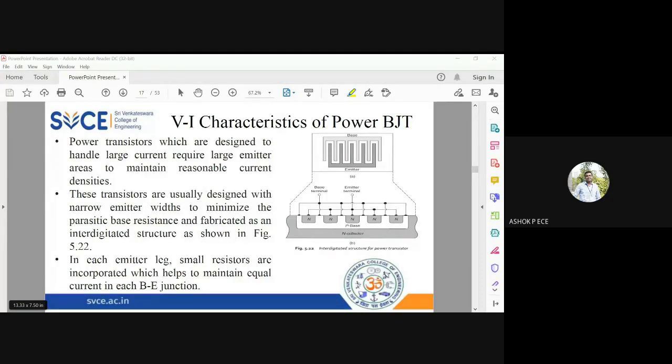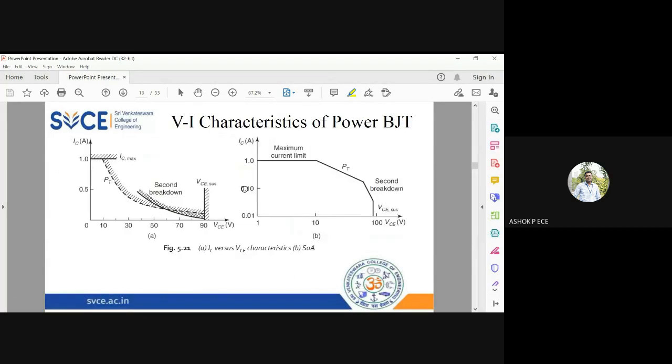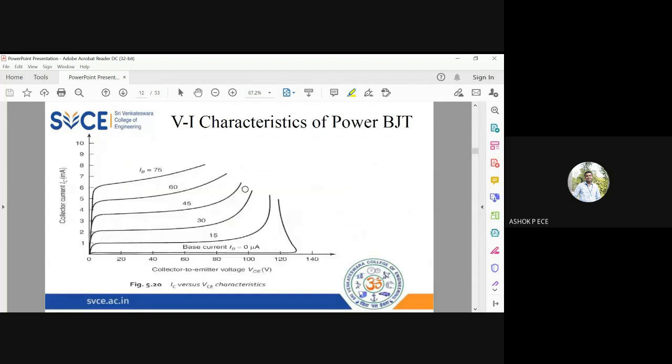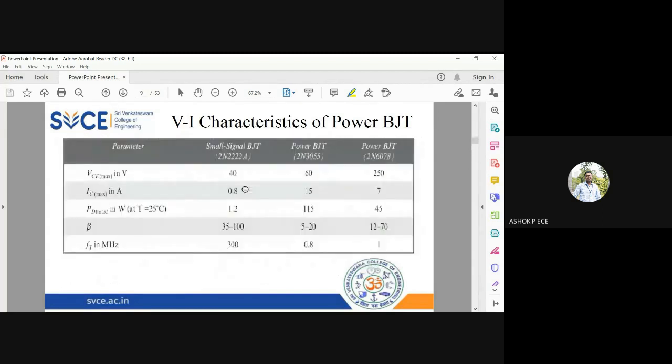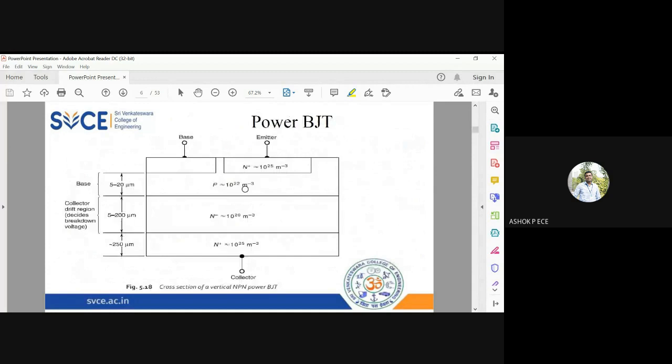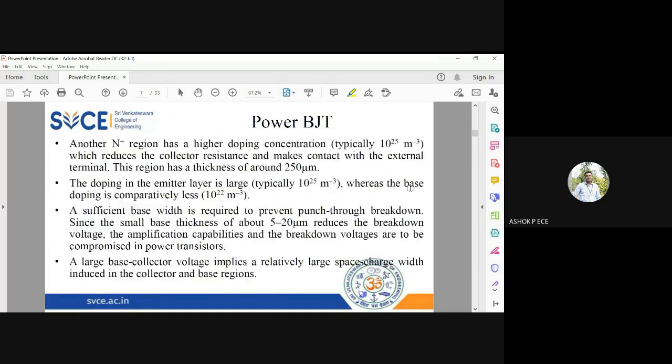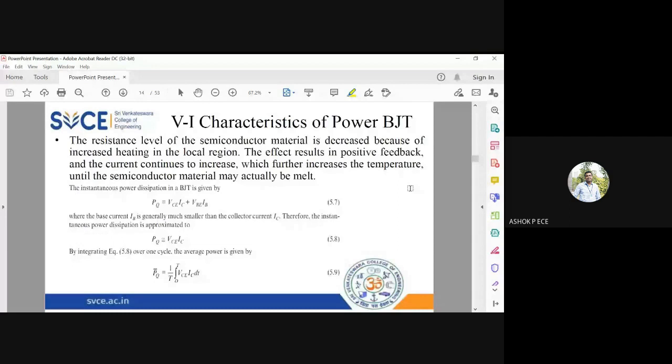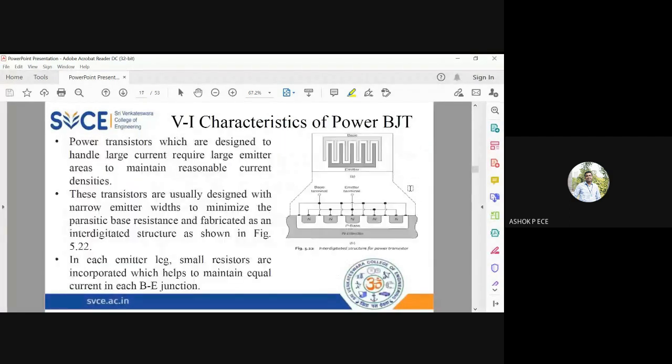So we have been seeing about power BJTs, and we have seen one structure in the last class, which is the vertical grown structure of power BJT. I hope if you show the diagram, you should be able to relate that. You can see this vertically grown power BJT, and now we are going to study different other structures which are available in the market for power BJT.